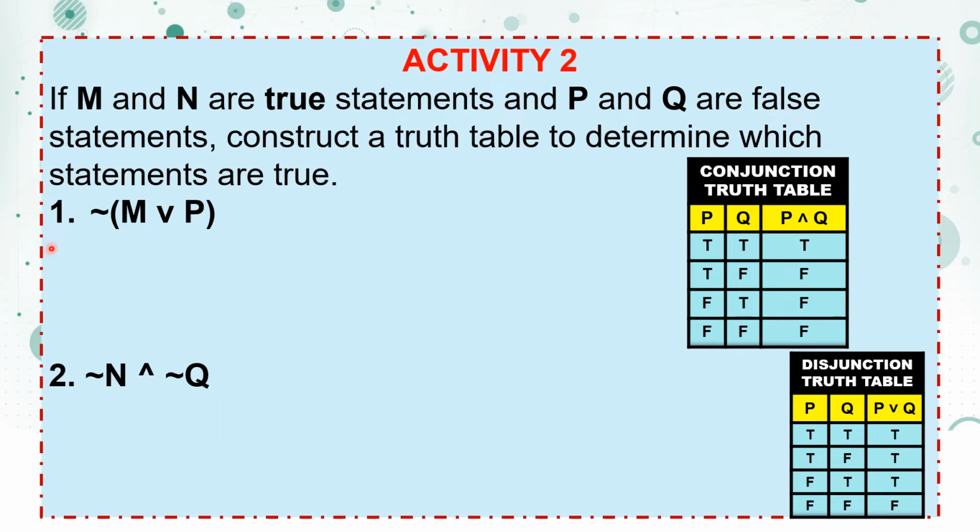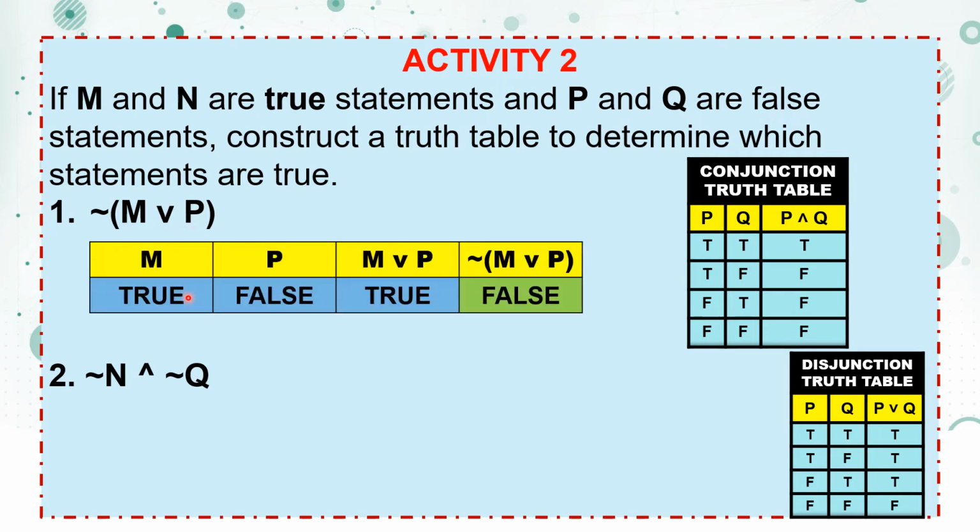So, let's have number 1. The negation of M or P. So this symbol is the symbol for negation. And this symbol is the symbol for disjunction, and this can be read as or. At pwede ring mabasa ito ng not. So we can read this as not (M or P). So let's have the truth table for this.